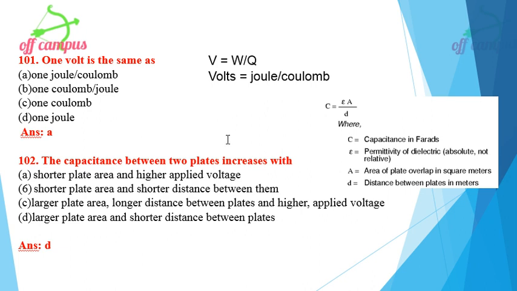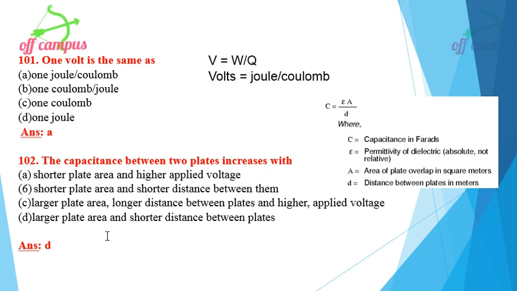Then what is given? When the capacitance between two plates increases, the area is increased, because it is directly proportional to the capacitance. And what about the distance? Distance is in the denominator, so it is inversely proportional to the capacitance. So whenever capacitance increases, the distance between the plates will be decreased. So the capacitance between plates increases with larger plate area and shorter distance between plates. Option D is the right option for this question.